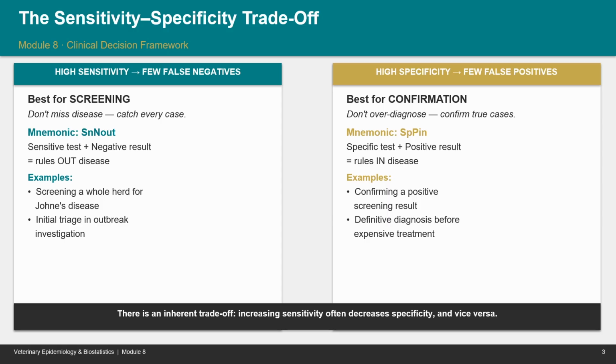The clinical mnemonics, SnNout and SpPin, are helpful here. A highly sensitive test with a negative result rules out disease. You can be confident the animal doesn't have it. A highly specific test with a positive result rules in disease. You can be confident the animal does have it. Choosing between a sensitive and a specific test depends on the clinical context. Are you screening a population, or are you confirming a diagnosis?